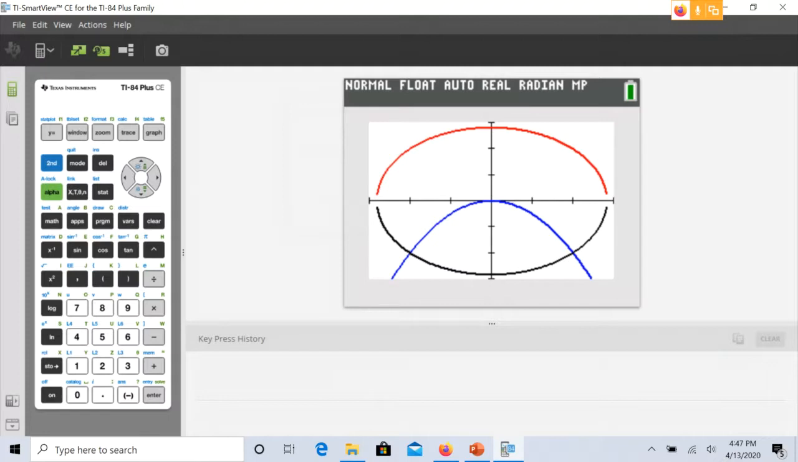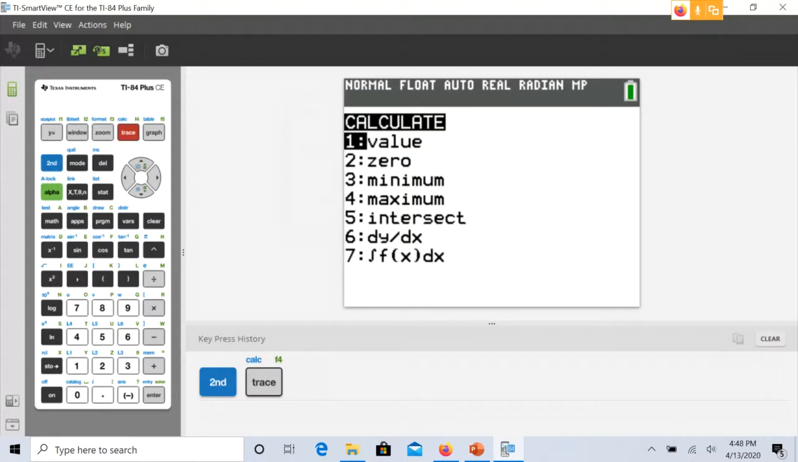Let's go ahead and use our graphing calculator to get the coordinates for the intersection on that left-hand side that you see. So I'm going to hit my second button and then my trace button up on top. We want to use this calc feature that you see in blue right above your trace button. And we're going to select number 5, the intersection.